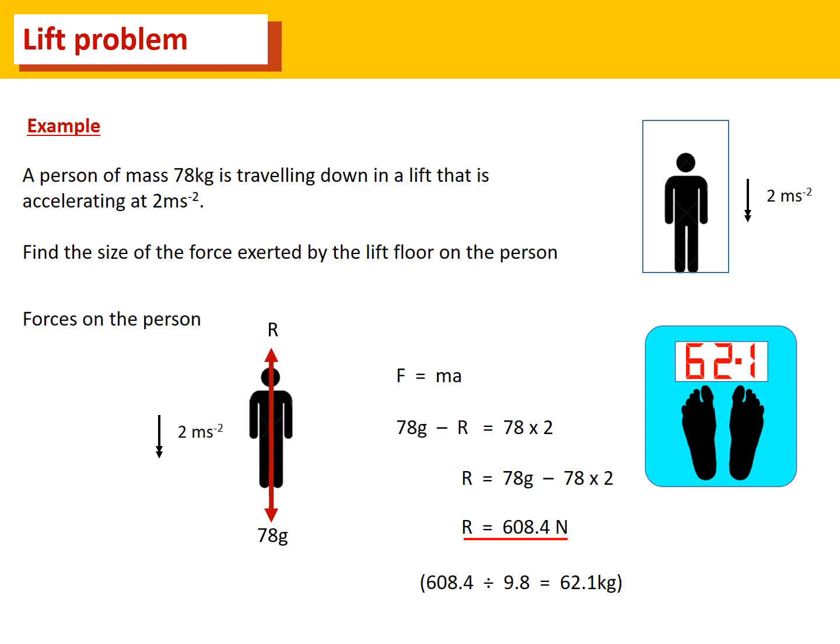If you want to check your understanding of this, calculate the size of the force exerted on the person if the lift was accelerating upwards at 2 meters per second squared. Remember, the answer to that on the scales was 93.9 kilograms. See if you can work that out and get 93.9 kilograms. Remember, you'll be calculating a force, so your answer will be in newtons, and you'd have to convert that into the equivalent mass by dividing by 9.8.